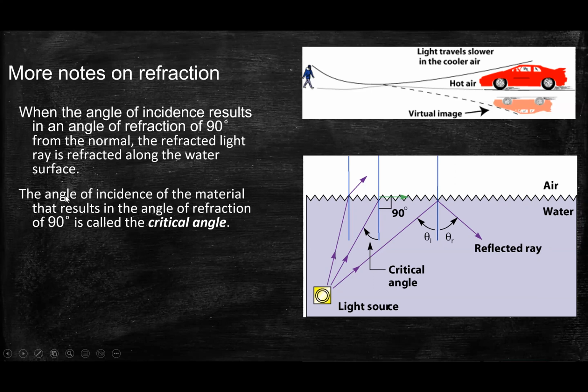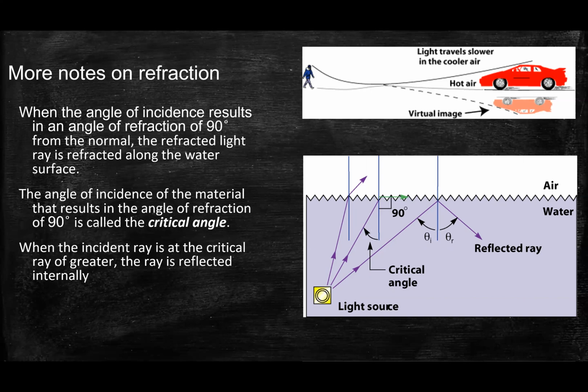The angle of incidence that results in the angle of refraction of 90 degrees is called the critical angle. So when we have an angle of incidence coming in, but instead of the angle of refraction being some other angle that's less than 90, we have this angle of refraction being actually equal to 90, perpendicular to the normal. This angle of incidence is called the critical angle.